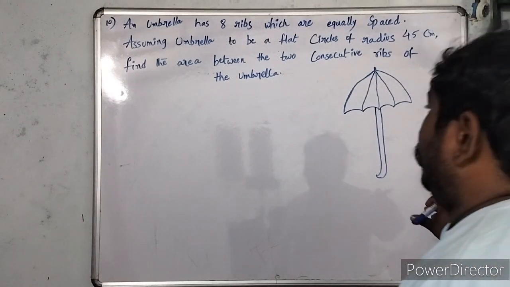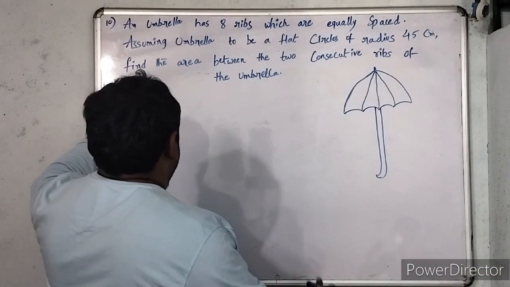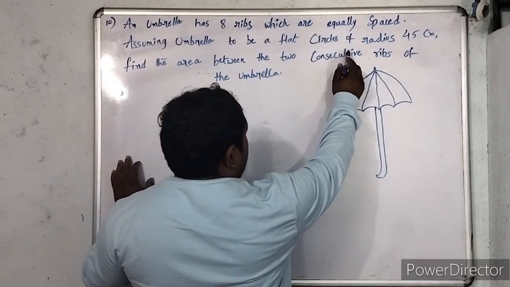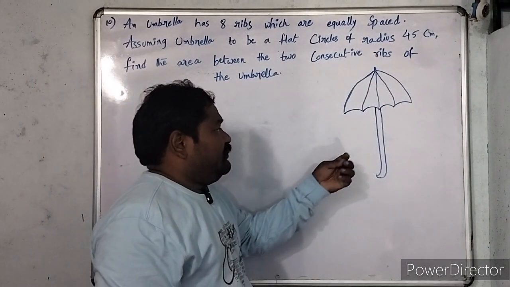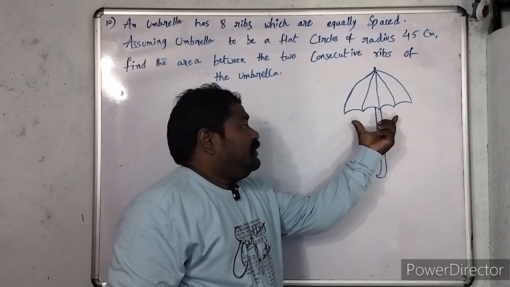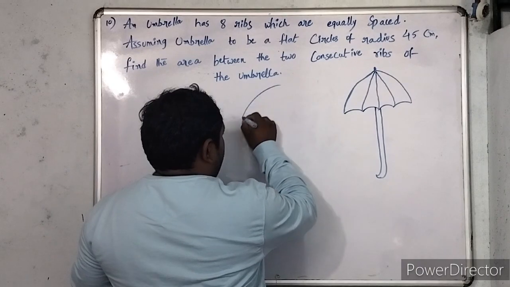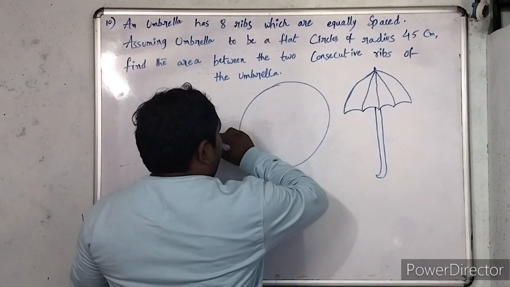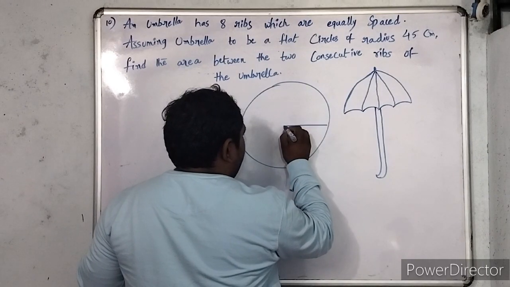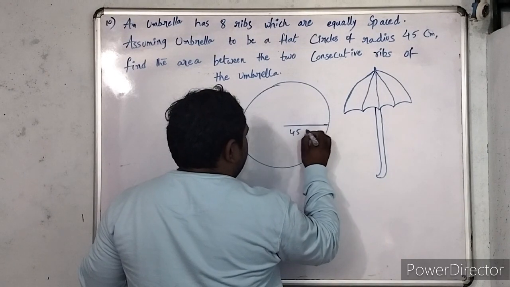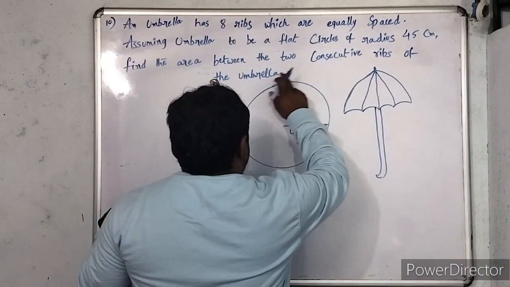Now this is the umbrella having 8 ribs which are equally spaced. Assuming the umbrella to be a flat circle of radius 45 centimeters. We have to assume this umbrella is a flat circle. Radius is 45 centimeters. Find the area between two consecutive ribs of the umbrella.